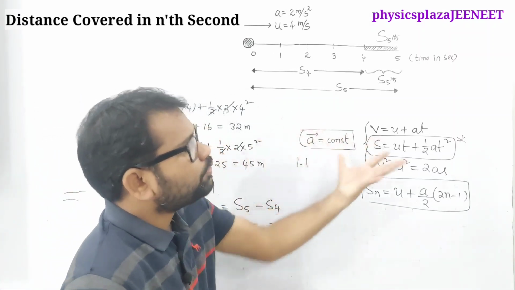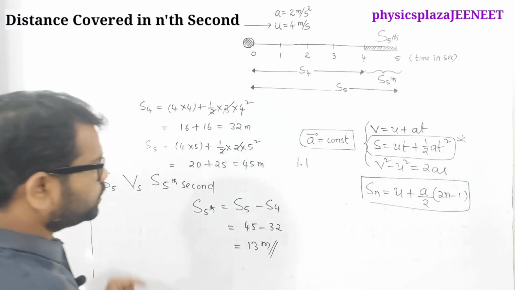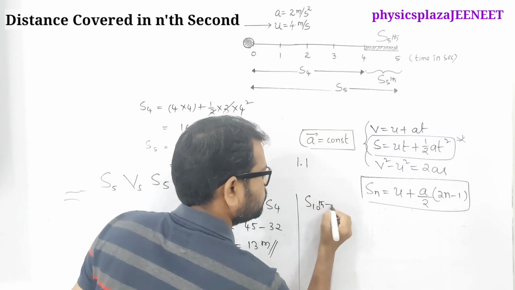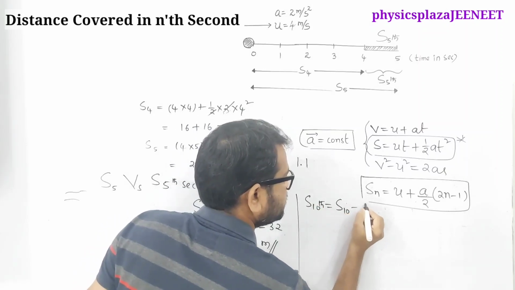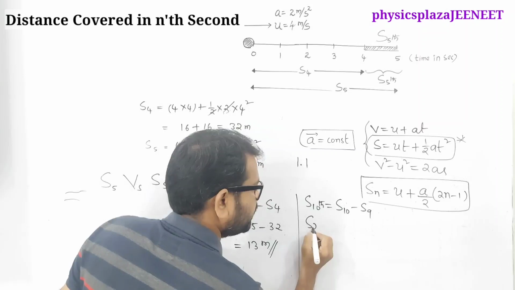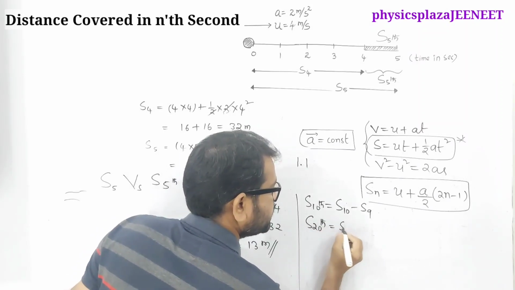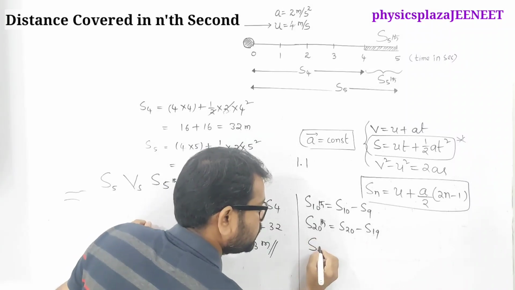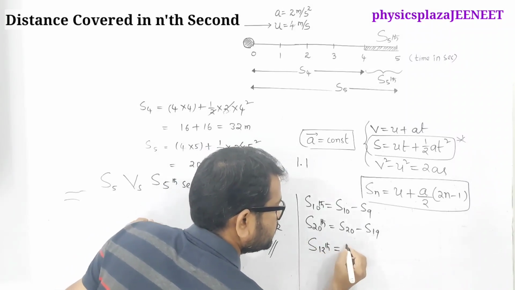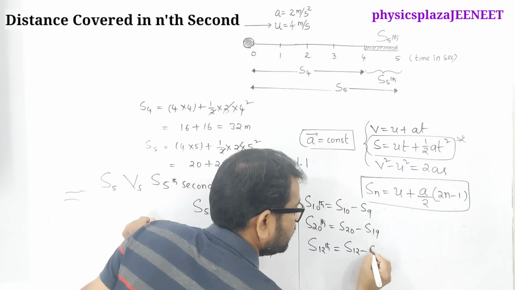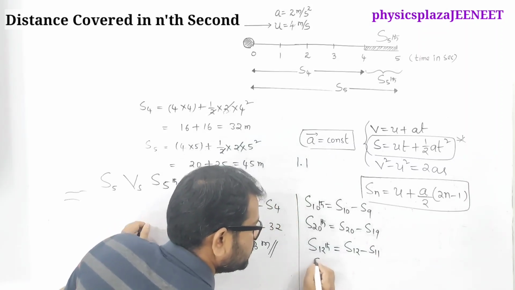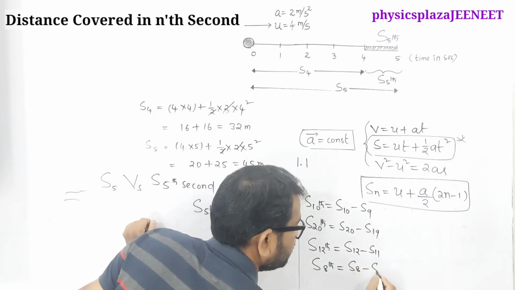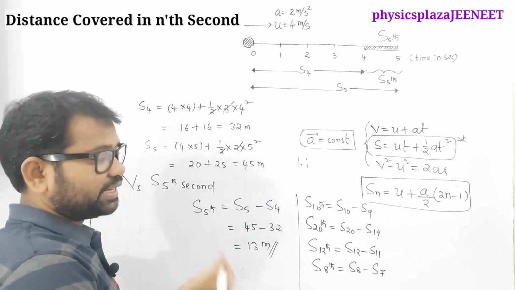Now let us find a common formula, children. If somebody asks you the distance covered in the 10th second, it is distance covered in 10 seconds minus distance covered in 9 seconds. For the 20th second, distance covered in 20 seconds minus distance covered in 19 seconds. For the 12th second, distance covered in 12 seconds minus distance covered in 11 seconds. For the 8th second, distance covered in 8 seconds minus distance covered in 7 seconds.